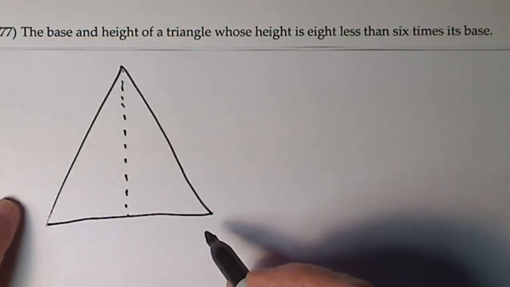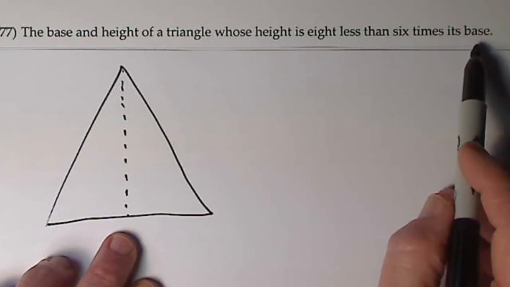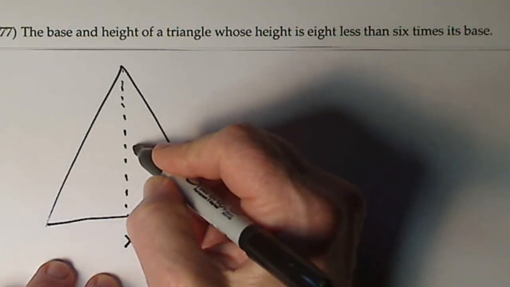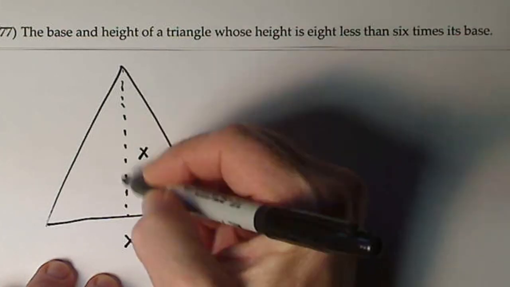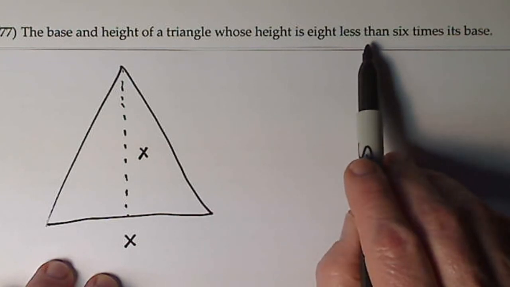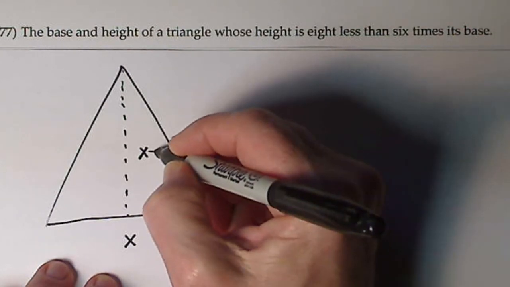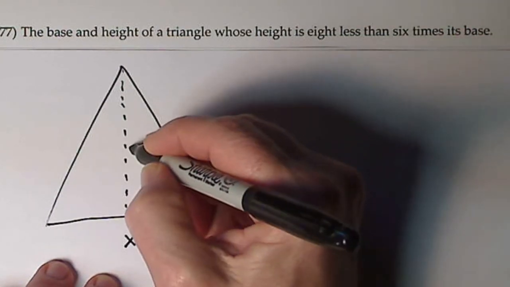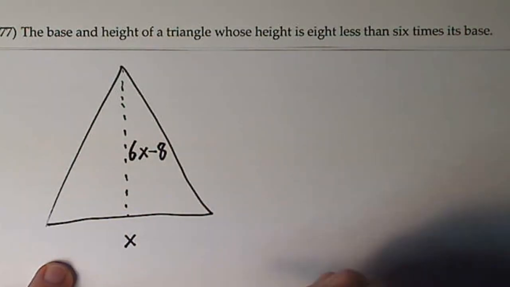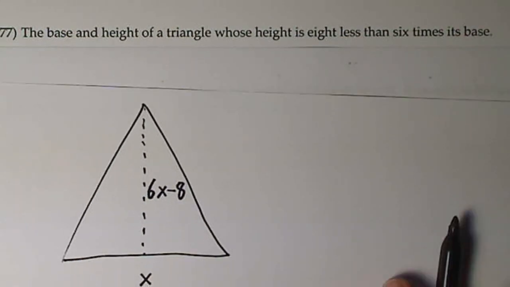Okay, this is our base, and notice that the height is described in terms of the base, so again you'll be using the same variable, and they were saying use x. Okay, so that's the length of that. Alright, now let me see. The height is 8 less than 6 times the base, so this is 8 less than 6 times the base. So here's how you would represent that. And then we'll stop there.